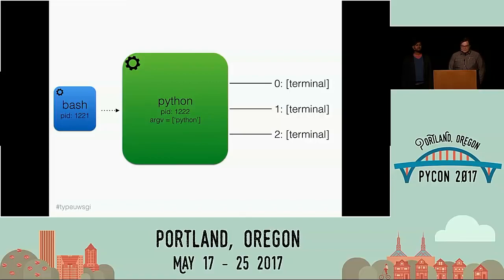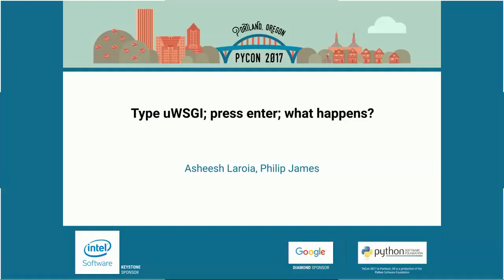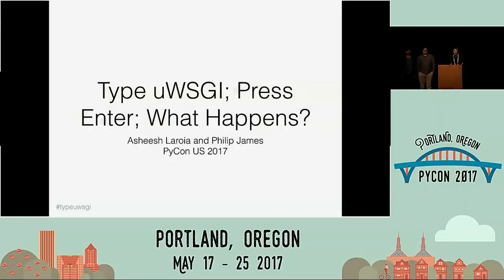We're going to get the next session started. And I just want to introduce Philip James and Asheesh Laroia. They've both been developing in Python for over 10 years and both work at Stripe now, and they'll be uncovering the insights behind uWSGI for us. So let's go ahead and give them a round of applause.